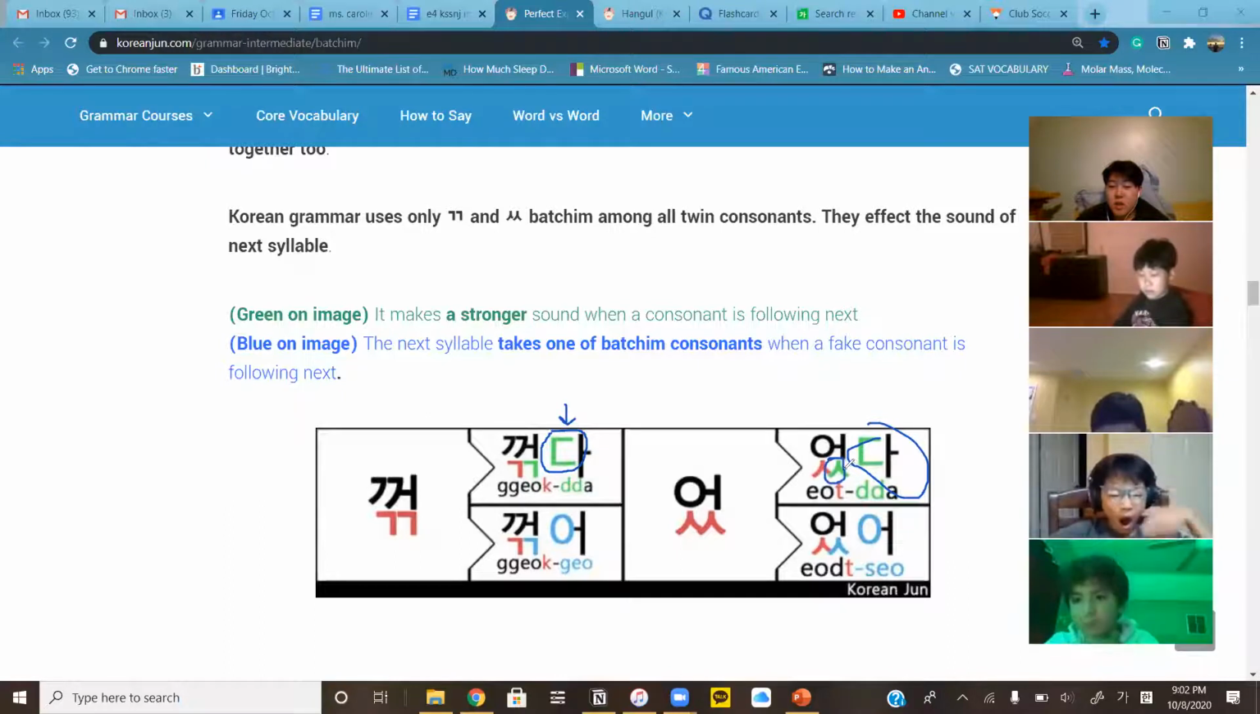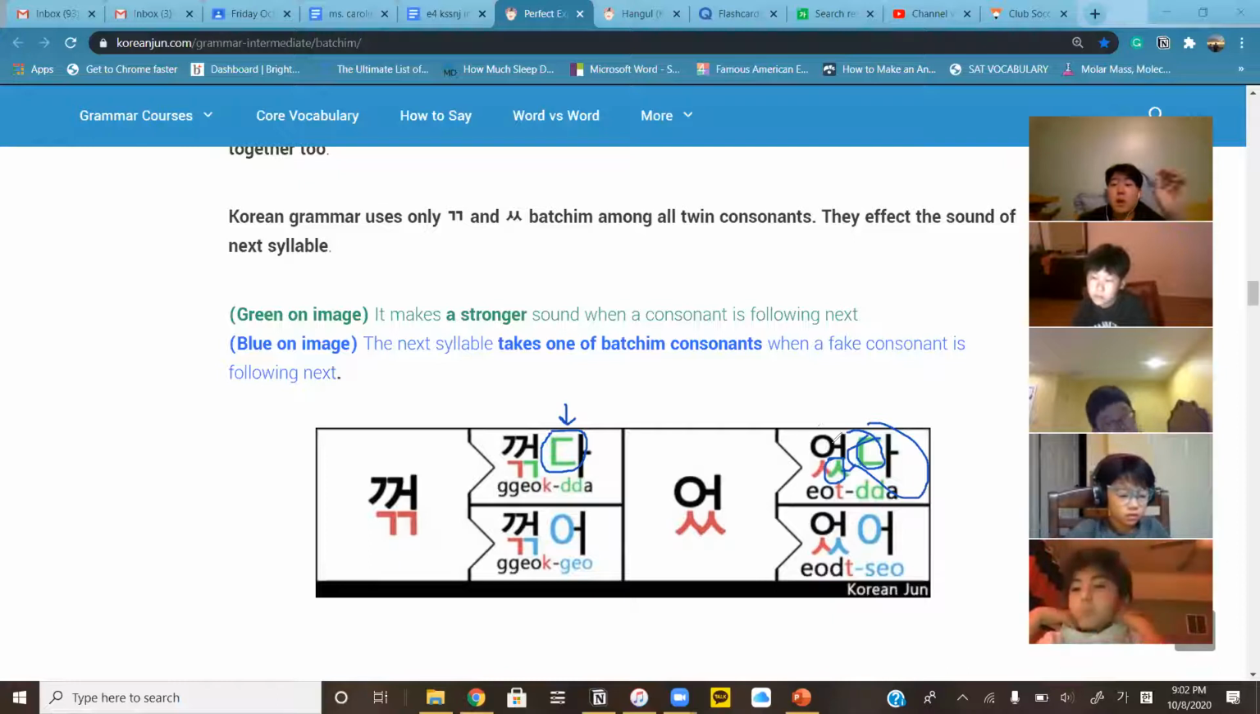So this siot is telling the tieut right here, hey, I need you to pronounce a little bit more emphasis. I need a little more strength from you. Do you see that when I say it strongly, it's very pronounced? It's very strong, like I'm really aggressive. But the weak version sounds like you're about to go to sleep. You're really tired. That's the difference here. Now we're going to go over to the blue.